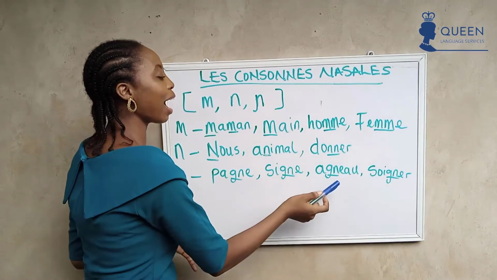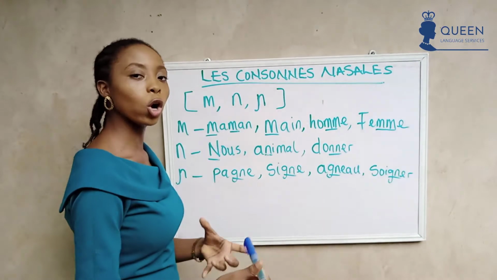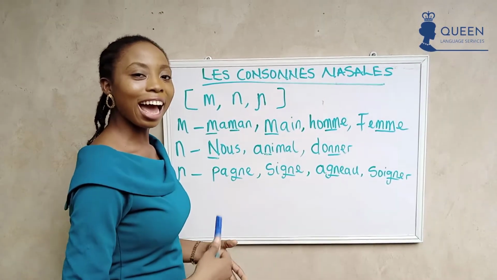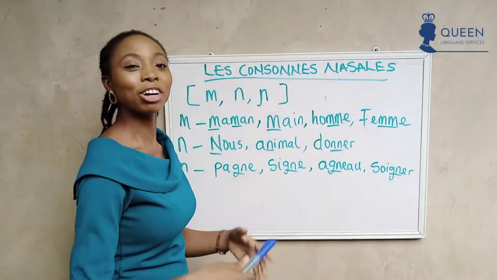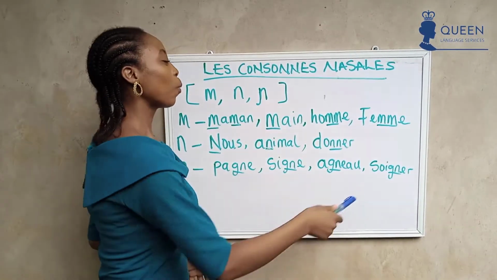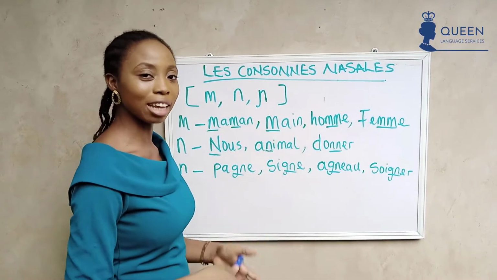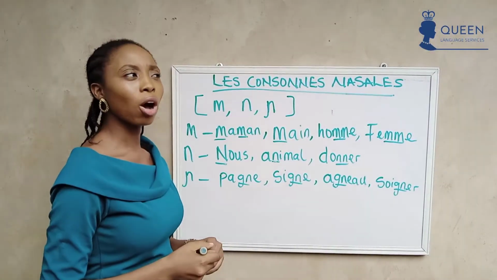So let's continue. We have agneau. Can we hear the ñ sound? Agneau, which simply means lamb. They say agneau dodo, for those who understand what that means. We have soigner, which means to take care of oneself. So we have one extra one.